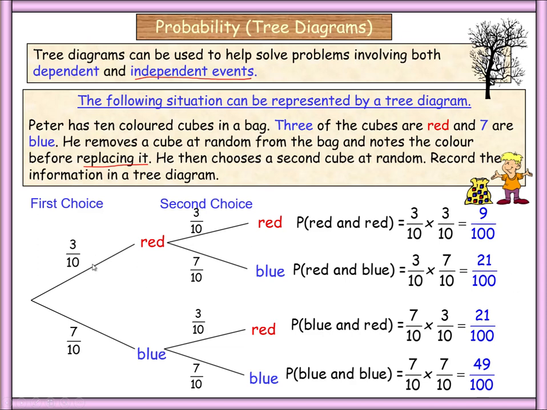Okay, so note, on each branch, 3 out of 10 and 7 out of 10 gives you 10 out of 10. 3 out of 10 and 7 out of 10, 10 out of 10 again. Same thing here, 10 out of 10. And here, if we add all these probabilities together, we get 100 out of 100.